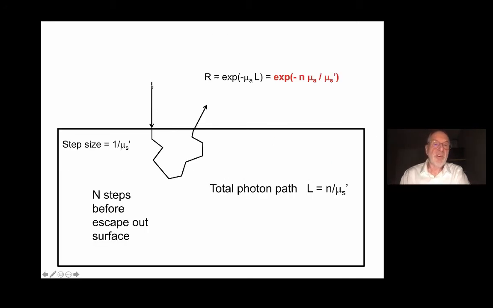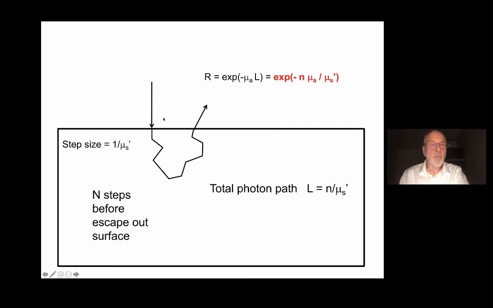Well, consider the photon entering the tissue and scattering its way till it reflects. The reflectance is e to the minus mu sub a times some total path length L, which is equal to 1 over mu sub s prime, the step size, times the number of steps. Therefore, it's equal to e to the minus n mu sub a over mu sub s prime.